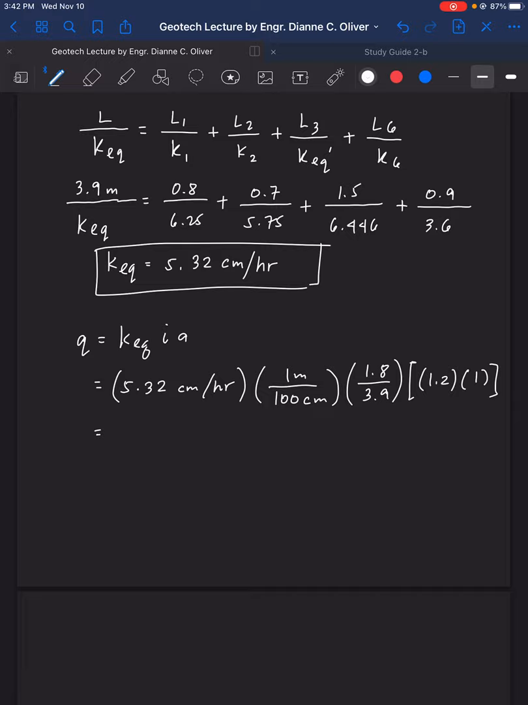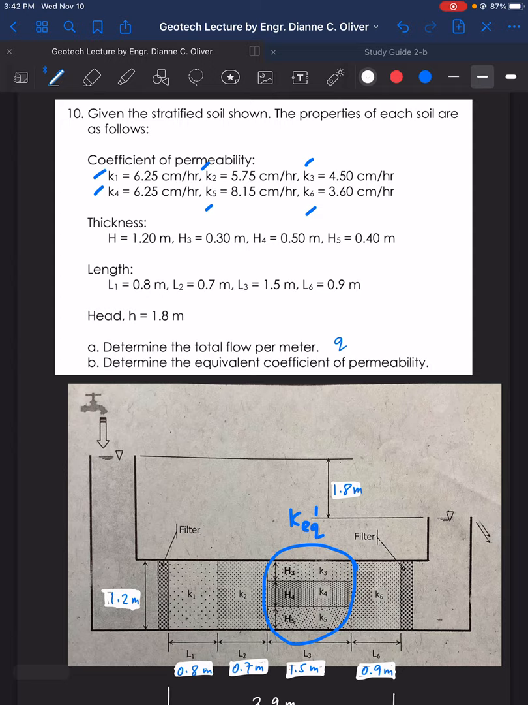So the total flow is 0.029 cubic meter per hour. Okay, so this is Q. So that's for number 10. So screenshot first.